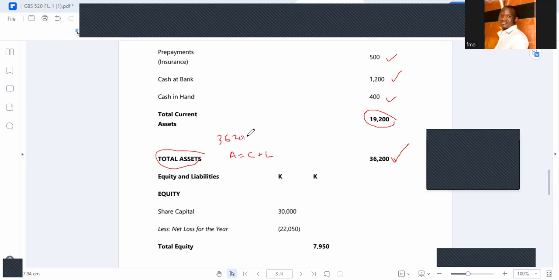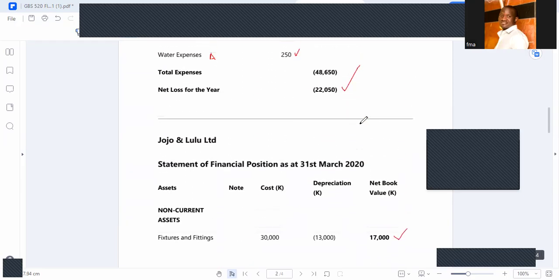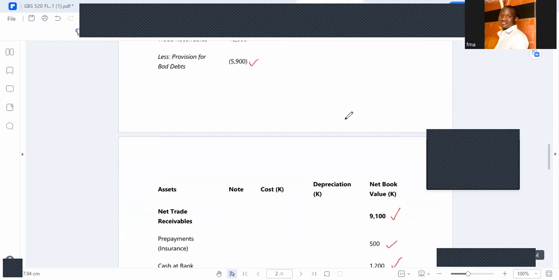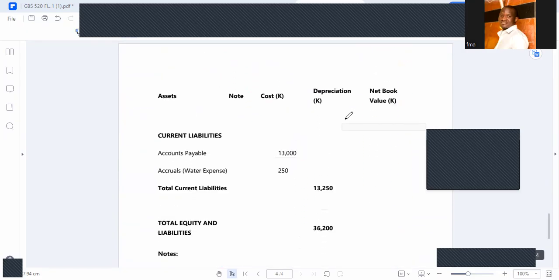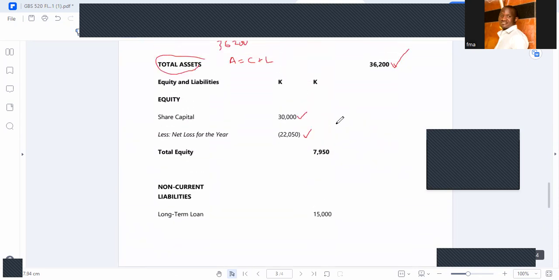So let's go now to capital. Capital, we start with finance by what? By equity. Our share equity was what? 30,000. We subtract the net profit of 22,050. Then we calculate it here. So once we get the net profit wrong, we also affect our answer here. So this 22,050 is what comes here. Are we following? So meaning our total equity will be what? 7,950. So we are here. So capital is what? 7,950.